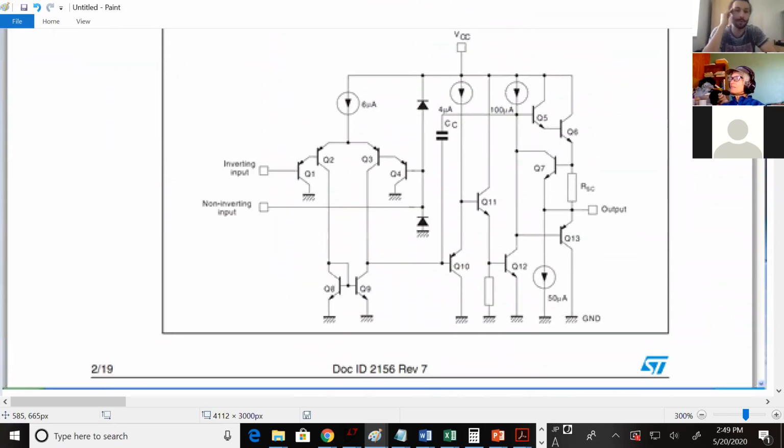Okay, let's start this one. So what's a good place to start? What do you always want to do first? The input. Yeah, you want to divide it into stages. So you need the input stage. And what makes up the input stage here?